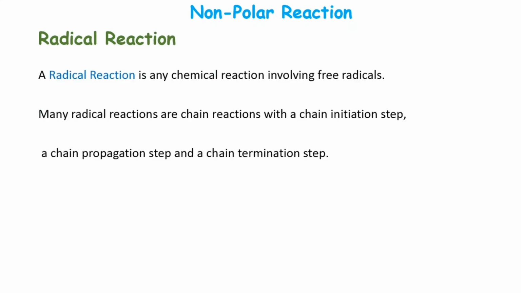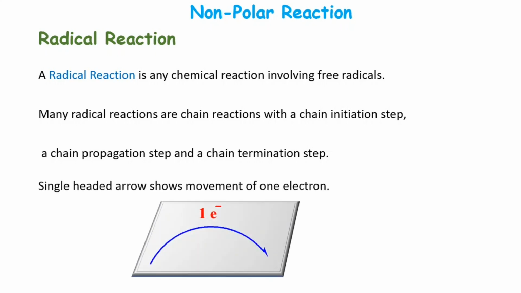The next kind of reaction is non-polar reaction. In non-polar reaction, we will see the first type, radical reaction. A radical reaction is any chemical reaction involving free radicals. Many radical reactions are chain reactions with a chain initiation step, a chain propagation step, and a chain termination step. The single-headed arrow shows movement of one electron from source to sink.